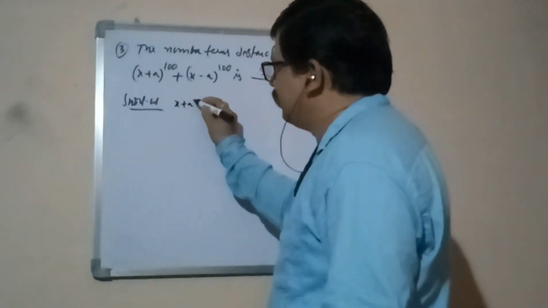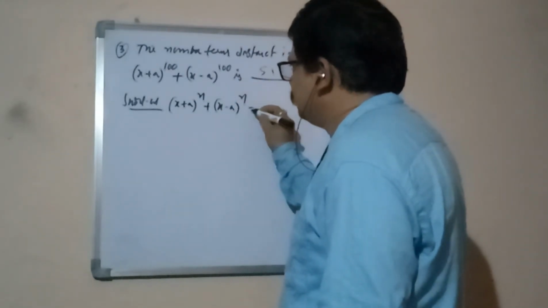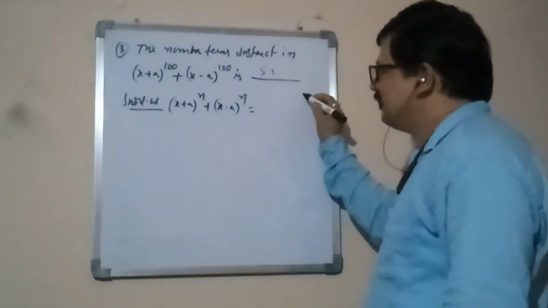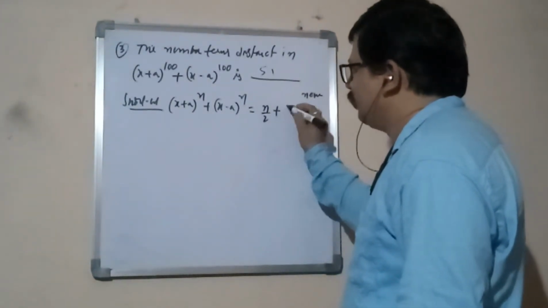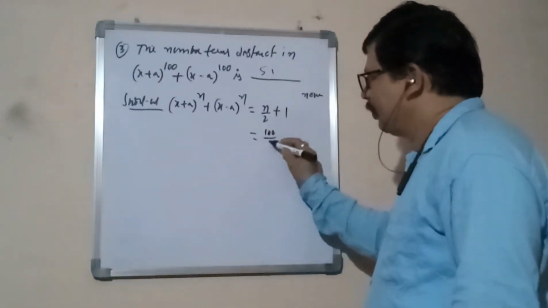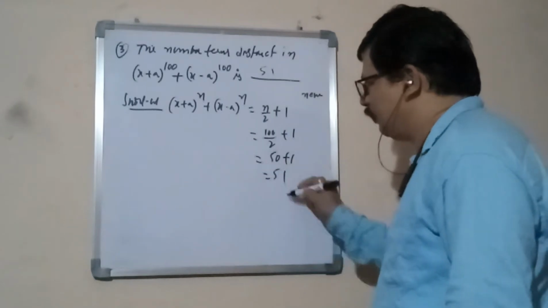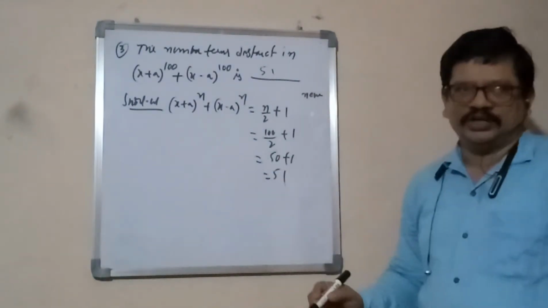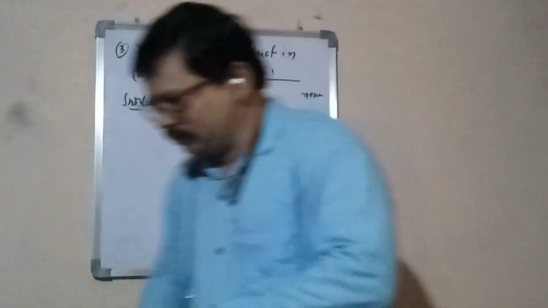The actual formula for (x plus a) whole power n plus (x minus a) whole power n: when n is even, it is n by 2 plus 1. Here n is 100. 100 by 2 plus 1, 50 plus 1 equals 51. Finish. This is the working, an easy way. Next, one more question.